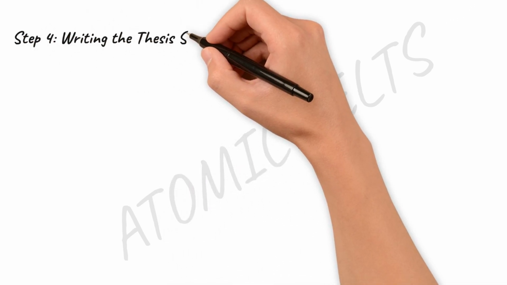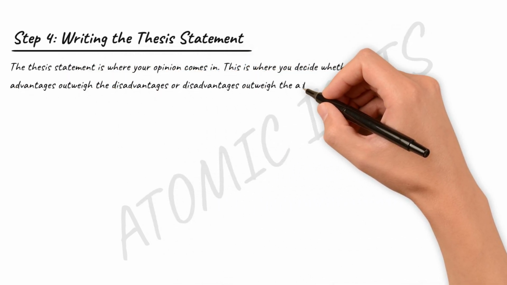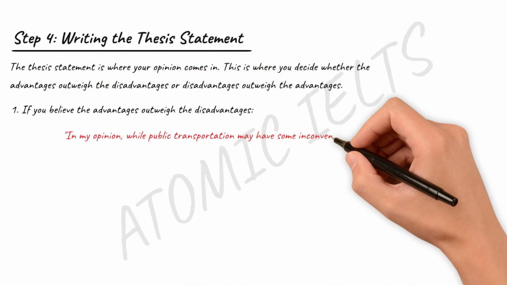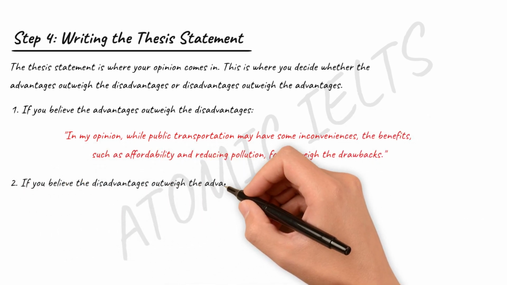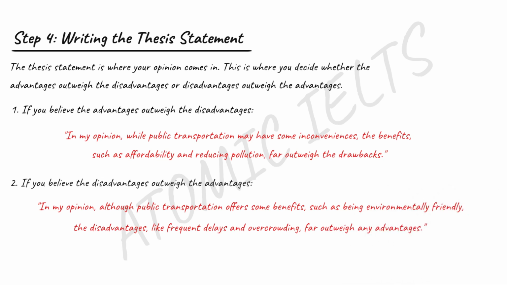The thesis statement is where your opinion comes in. This is where you decide whether the advantages outweigh the disadvantages or the disadvantages outweigh the advantages. Here's how to write the thesis, depending on your stance. If you believe the advantages outweigh the disadvantages: In my opinion, while public transportation may have some inconveniences, the benefits, such as affordability and reducing pollution, far outweigh the drawbacks. This version shows that although there are some disadvantages, such as inconveniences, you think the advantages, such as affordability and environmental benefits, are stronger.